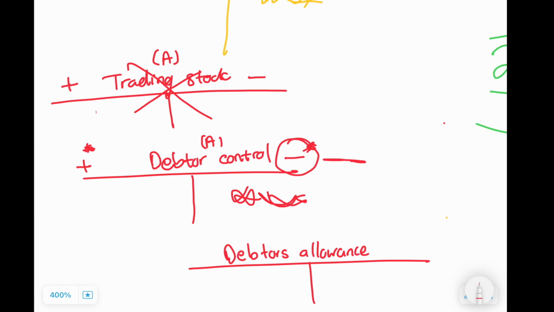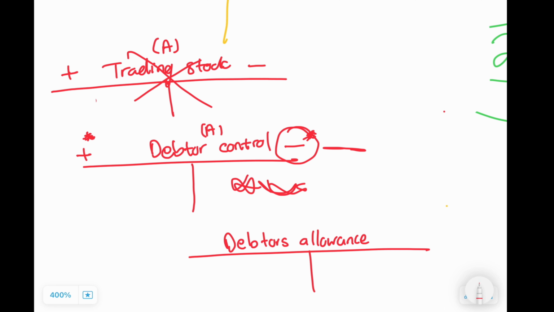Because every time a debtor brings back goods that are damaged, or just because they want to bring back something they are not happy about, or because they changed their mind, a debtor's allowance account will be affected. So now our debtor's allowance will be an expense account, okay, which means now it increases on the debit side and decreases on the credit side.